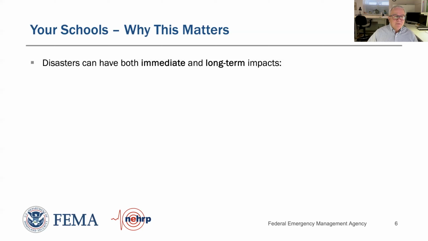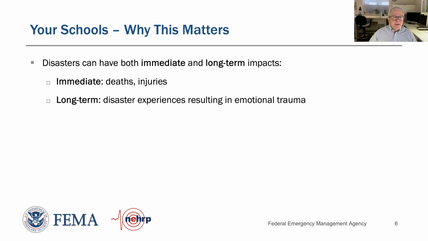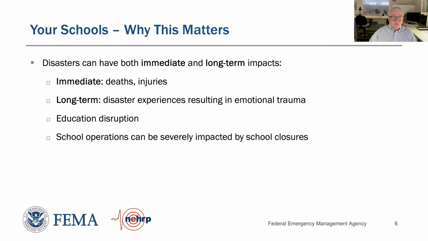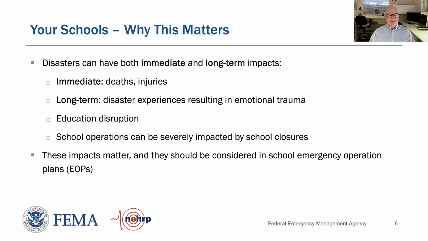So why does this matter? Well, disasters can have both an immediate and a long-term impact. The immediate impact, obviously, is you can have deaths or injuries. The longer term is that you can have experiences of emotional trauma. You can have education disruption, which is huge. School operations can be severely impacted by school closures. These impacts matter, and they should be considered in emergency operations plans.